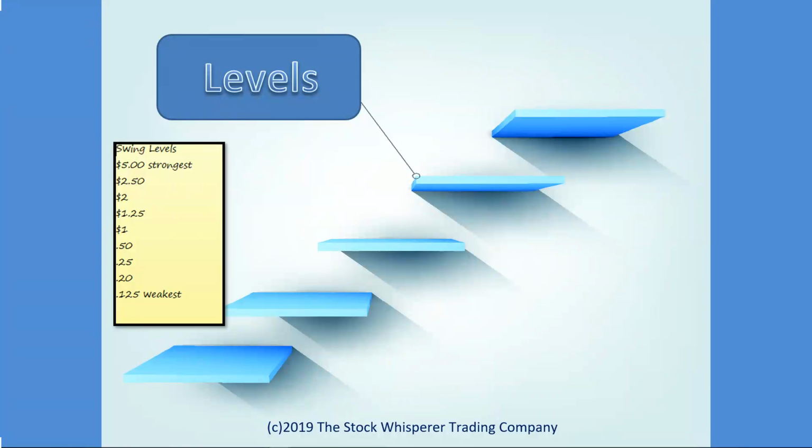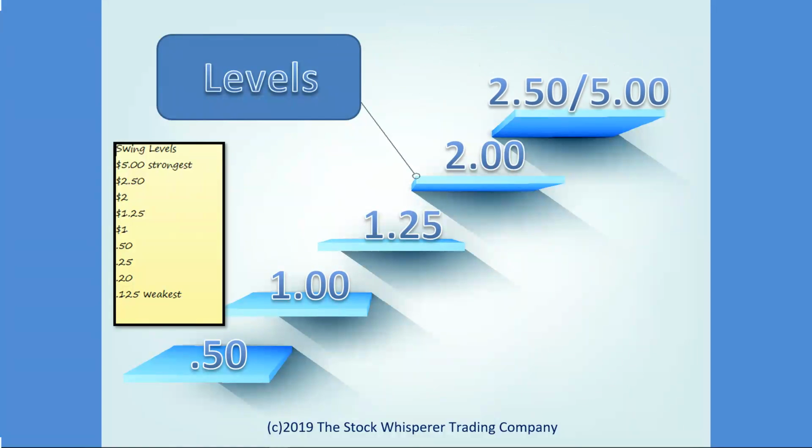So levels. This is huge. We're trading against computers. And if you read my book, I talk about that and I talk about these levels. For those of you that haven't, I'm going to go over that right now. As a swing trader, I like to swing off the strongest levels possible. We have 50 cents, the half dollars, the dollar, $1.25, $2, $2.50, and $5 increments.